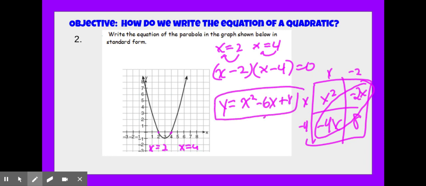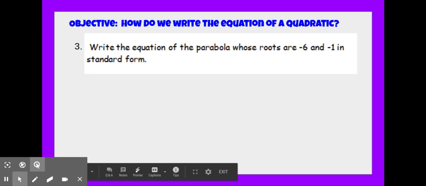Now you could always plug this in your calculator and see, did your roots come out to that? Did your vertex come out to 3, negative 1? There's so many ways to check your answers, okay? Pause the video and make sure you get this down. All right, on to the last one.